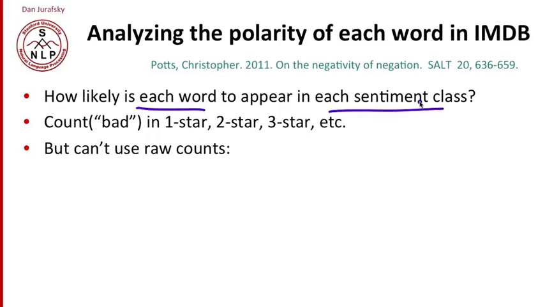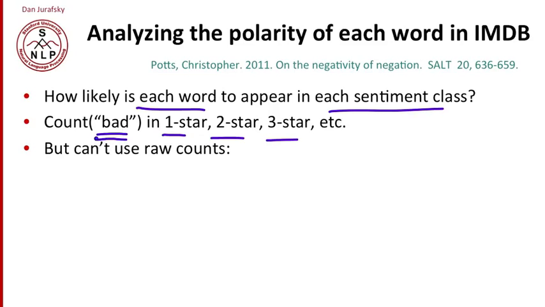And let's look at IMDb, where there's 10 stars. So a word, like bad, could appear in 1-star reviews with a certain count, 2-star reviews with a certain count, 3-star, and so on. Can we use that to understand what's the sentiment of that word bad, just by counting how often it occurs in different reviews of different stars?